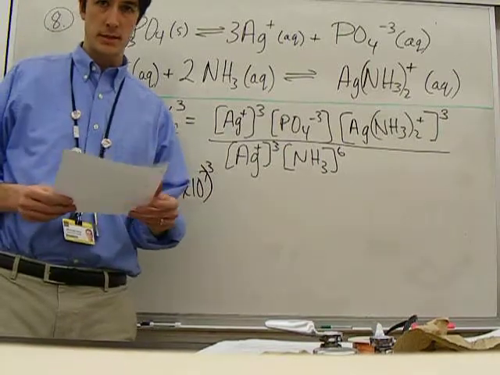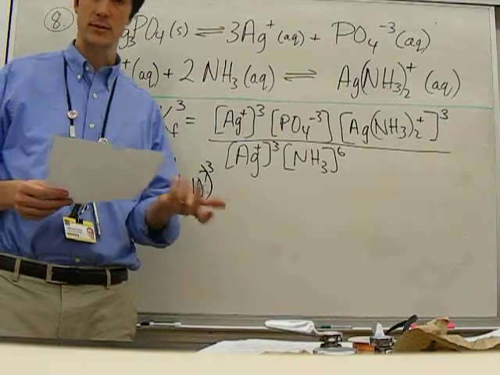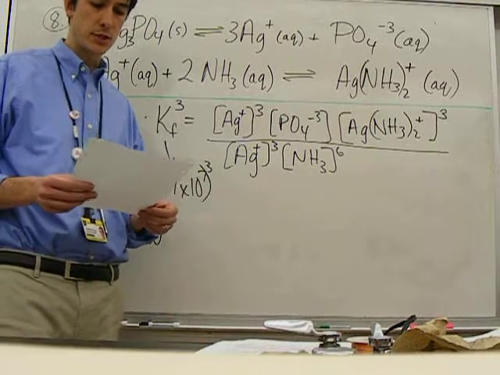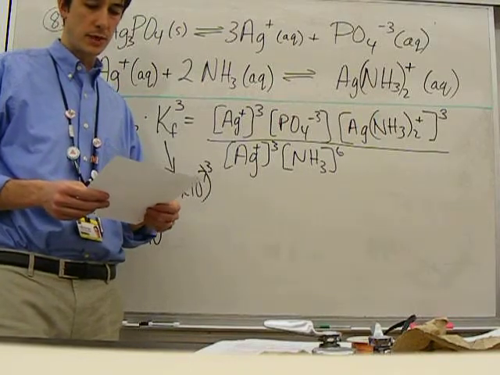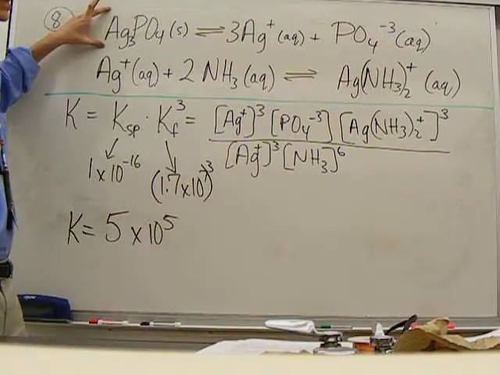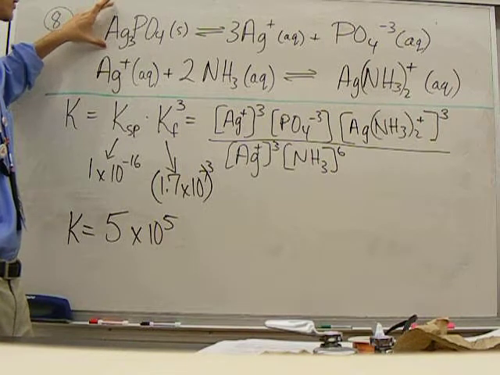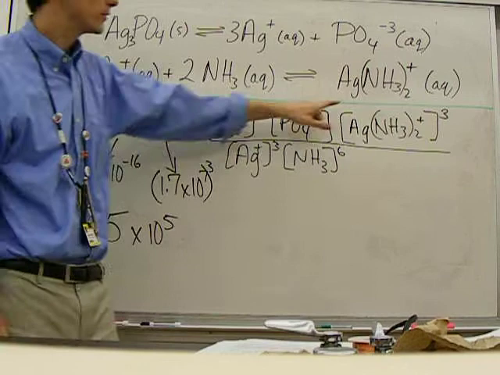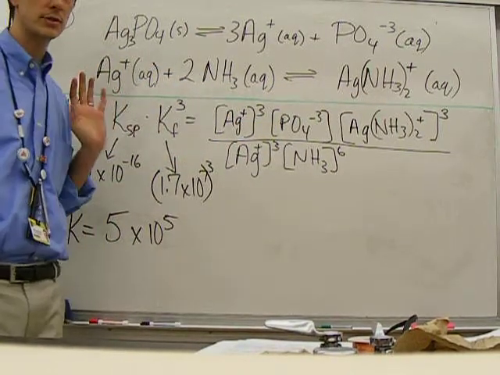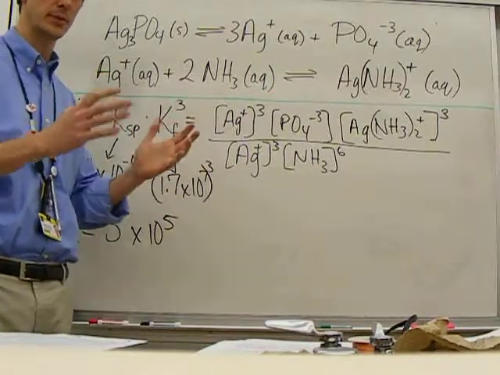So good afternoon. These are numbers 8 and 9 from the worksheet that we're going to be looking at. The first question: write the K expression for a situation in which there is silver phosphate and ammonia in solution. So we're looking at a KSP here for silver phosphate. We have this, and for the formation of this complex, we have this expression. Since both of them are in the solution, we're just going to take these expressions and push them together.